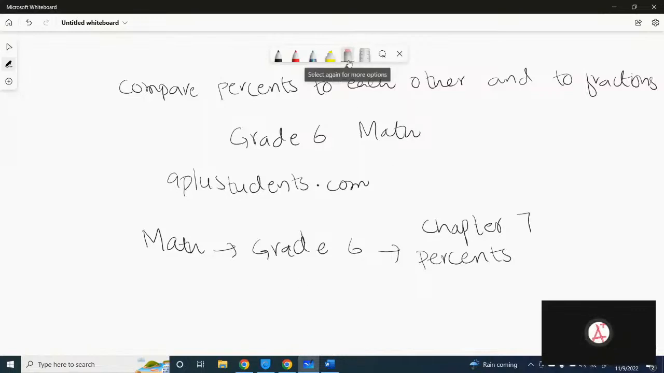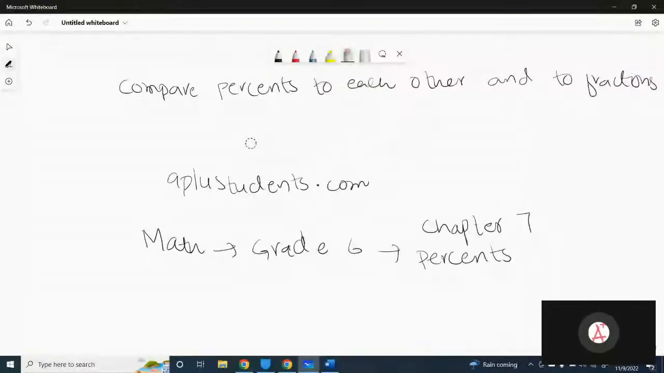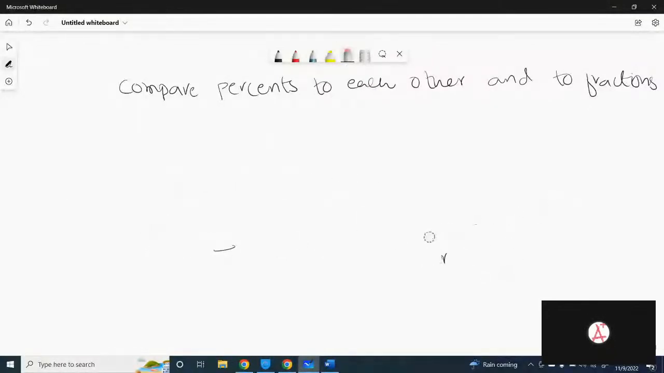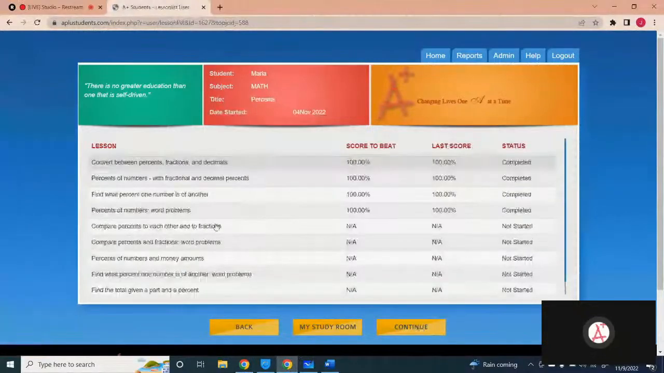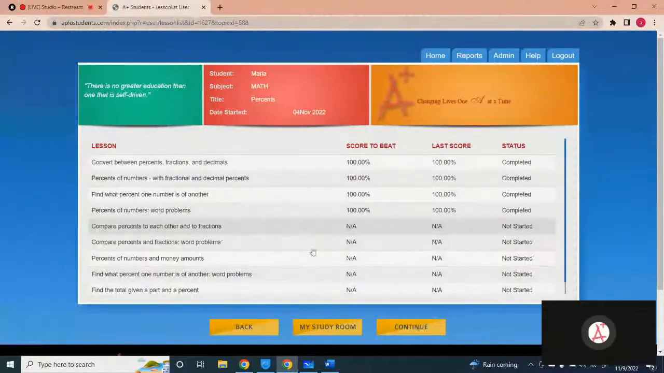Okay, please make sure you have your notebook and pencil so that you can note down the important examples and definitions as well. Got it? Okay, let's start with the example. Sorry, we're working on the percents. And the topic name is compare percents to each other and to fractions. Got it? Let's start with the topic.